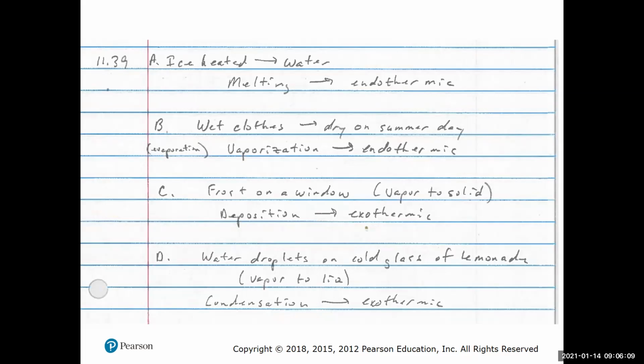And then the last one, water droplets on a cold glass. In this case, they're showing lemonade, but you have a cold glass, you've got ice in it, it's real cold, and you see the condensation on the outside. What that's doing is taking the water that's in the atmosphere and condensing it on the side of the glass. So you have it going from a vapor phase to a liquid. So that condensation, we said going from vapor to liquid, is exothermic, right?